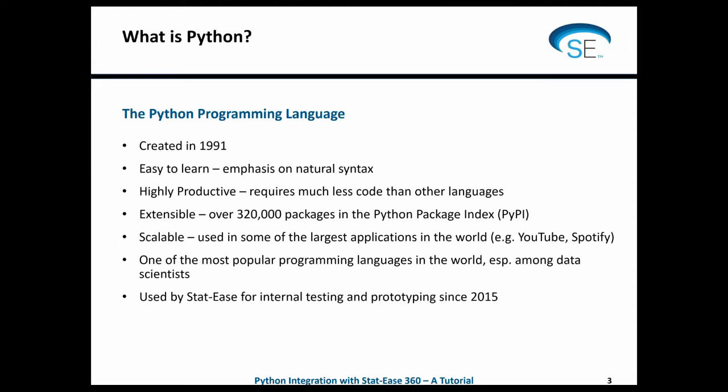And it's one of the most popular programming languages in the world, especially among data scientists. This was a big driver of why we use Python in Stat-Ease 360. If you go to a data science conference, you're going to see a lot of Python code from those guys. It's becoming very popular in academia, and it's definitely popular in the commercial world as well. We've used it here at Stat-Ease since about 2015. We rewrote all of our internal testing with Python. We do a fair amount of prototyping with it. Of course, we use R quite a bit as well for prototyping.